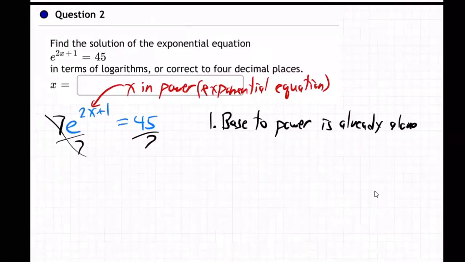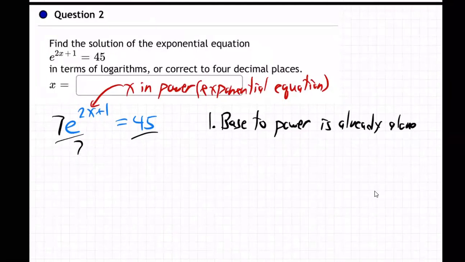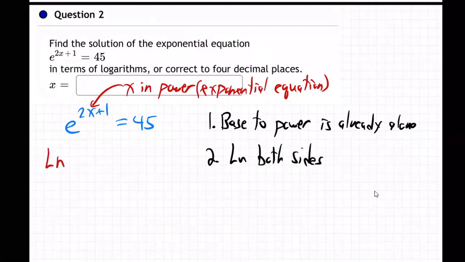Whoops, I just hit the wrong thing. Sorry about that. There we go. So it already is alone though. We already have the base with the power already alone. So I'm just going to go right on to step 2, which means ln both sides, right? Because the opposite of an exponential is a log. That's why logs were created, to get x out of a power.